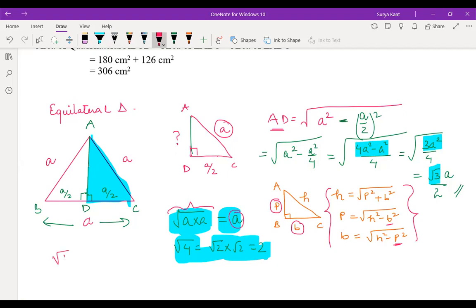If I write root B into root B, what is the answer for this? B. Only B. If anything is repeating twice in the root, the same thing will come outside. If it is only single, you should write as it is. So here root 3 is single, root A square divided by root 4. I wrote root A square is A and root 4 is 2. Udbhav, is it clear? Yes, sir.